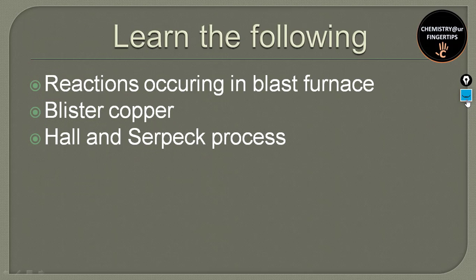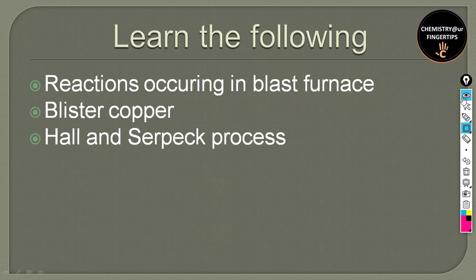And then you have the following: reactions occurring in the blast furnace, not just the general reaction but the reactions that happen in each and every zone: the zone of combustion, zone of reduction, zone of slag formation. What is blister copper, how it is obtained, and what are its constituents. Hall-Heroult process and Serpek process, try to do them.